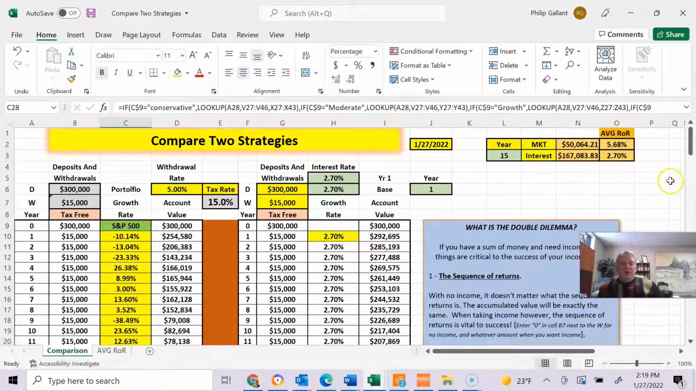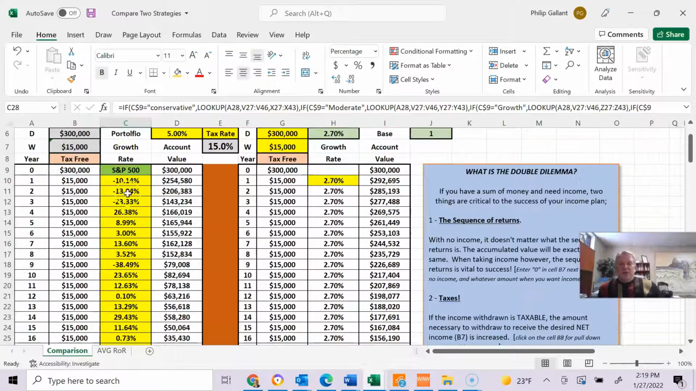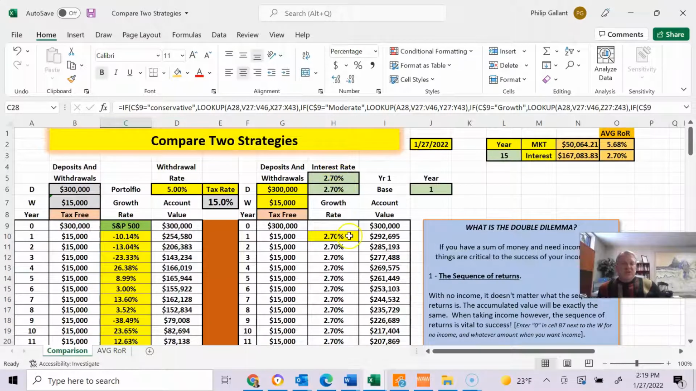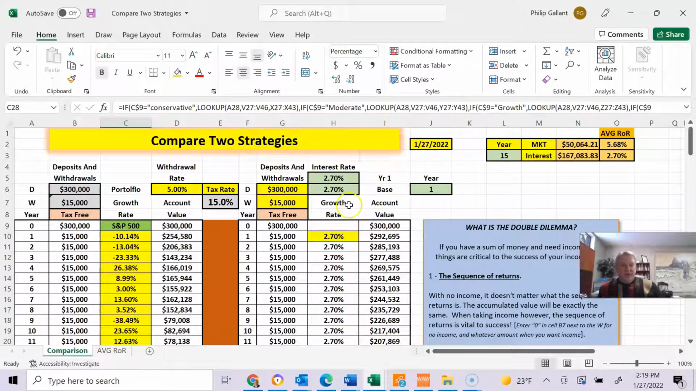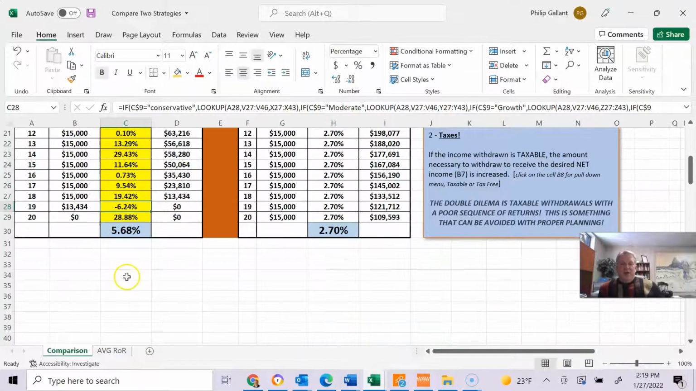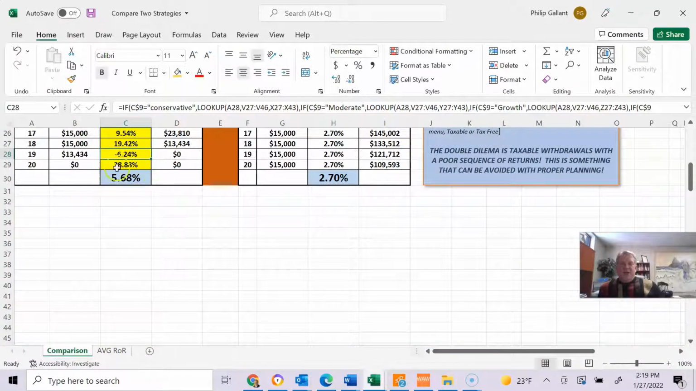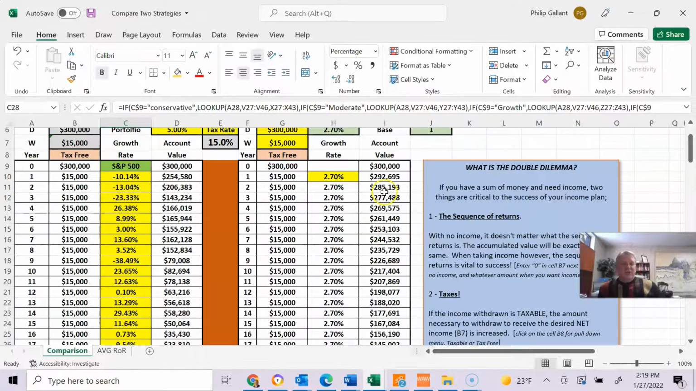Now I want to go to comparing two strategies. So strategy 1, we're going to use returns based on the S&P 500. And strategy 2, we're going to just use a simple 2.7% compound annual interest rate. So this is interest being credited to principal, and this is the ups and downs of the stock market. Now, on the market side, the average rate of return is 5.68, and on the interest side, obviously, it's 2.7.